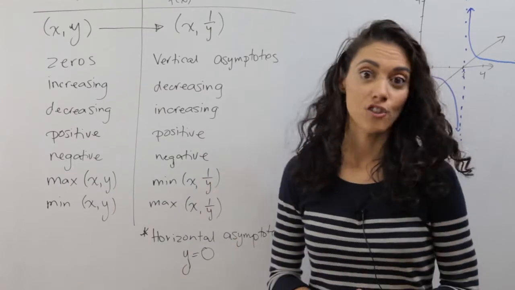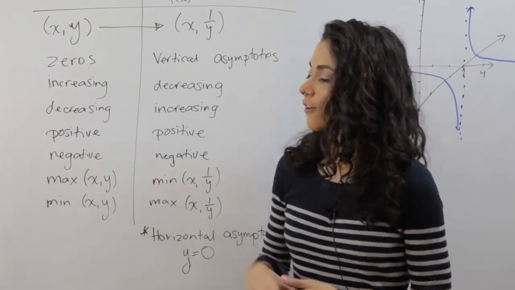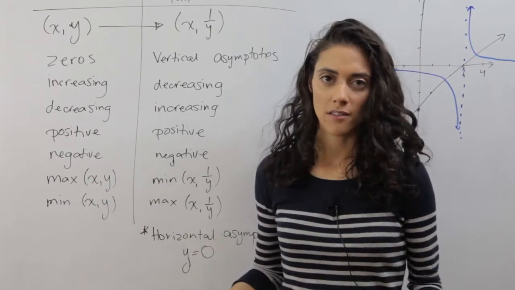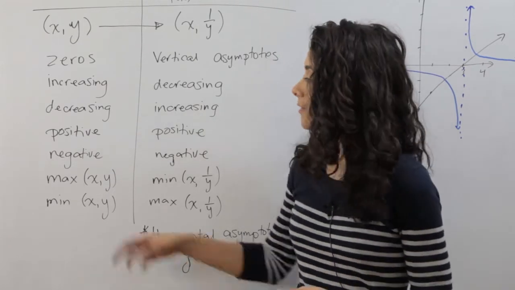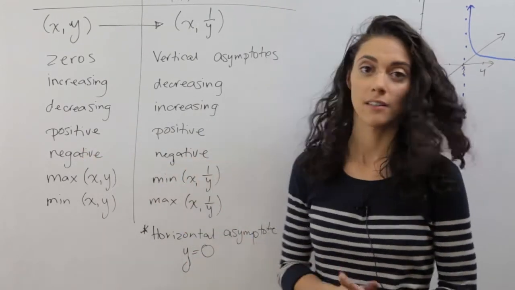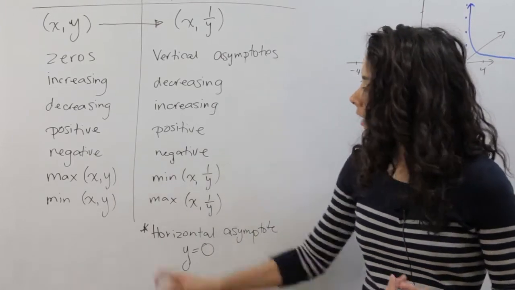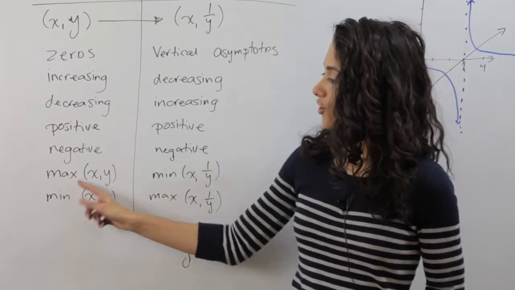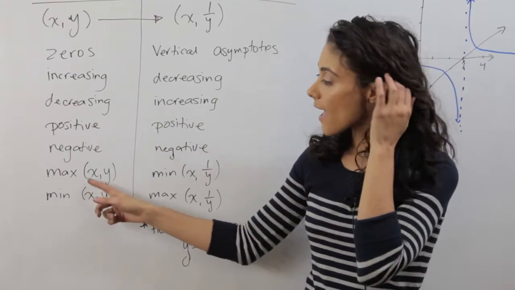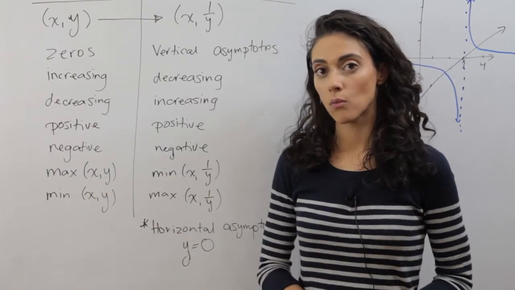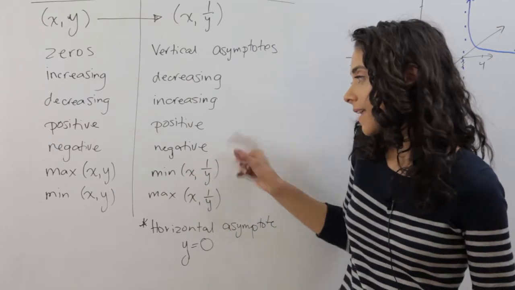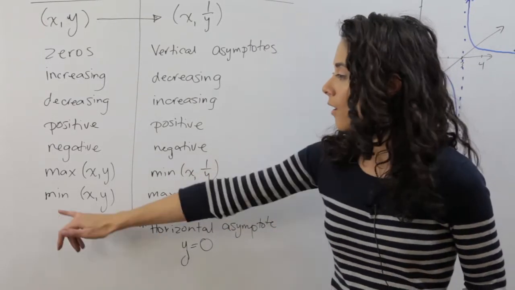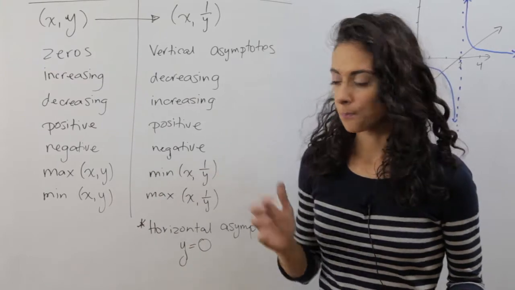This next one is the one that doesn't change. Wherever your initial function is positive, it will remain positive. The reciprocal of a positive number is still a positive value, and the reciprocal of a negative number is still a negative number. Another useful trait: if your function has a maximum at the coordinates (x, y), your reciprocal will have a minimum at the coordinates (x, 1/y). Once again, all the points flip over. Where your graph has a minimum, it will have a maximum.